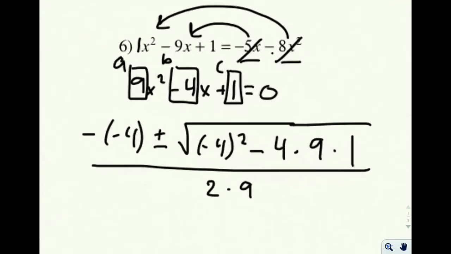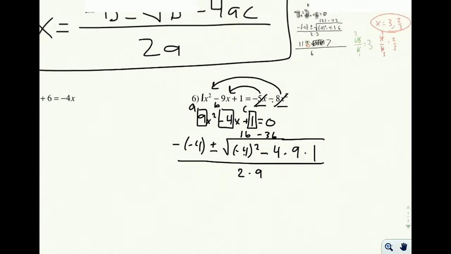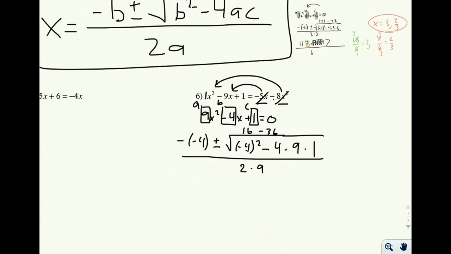Again, I want to clean up my under the root part here. I see that I have negative 4 squared, which is positive 16, minus 4 times 9 is 36, times 1 is just 36, and that's going to be negative 20. So when I rewrite this, I have a positive 4, double negatives cancel, plus or minus the square root of negative 20 all over 18.